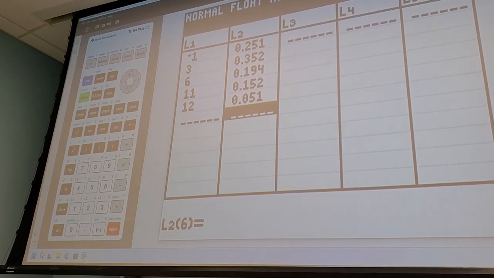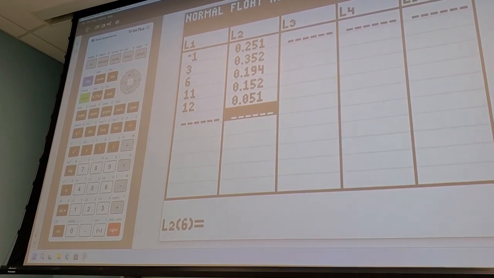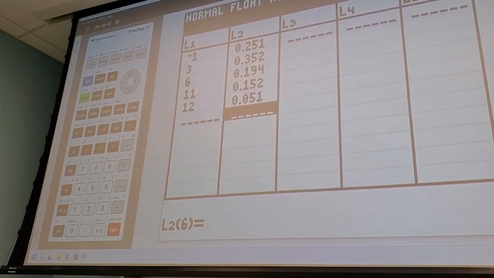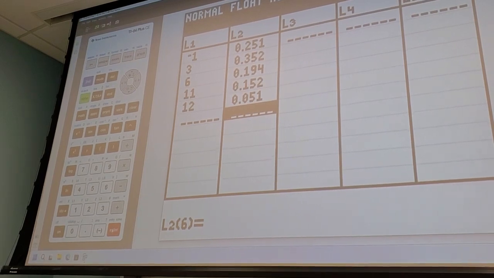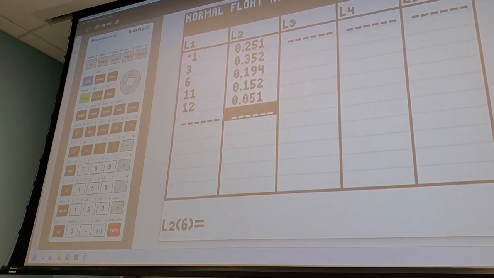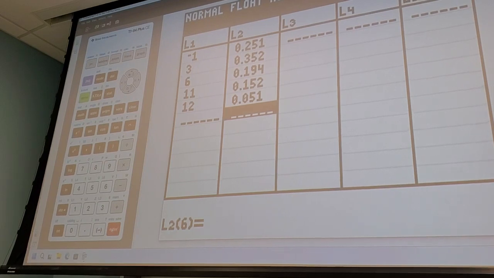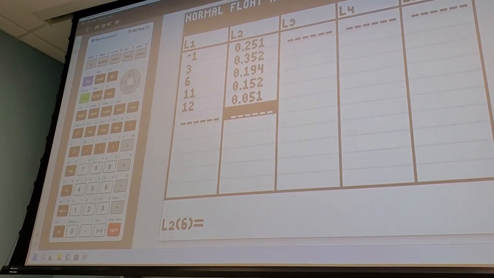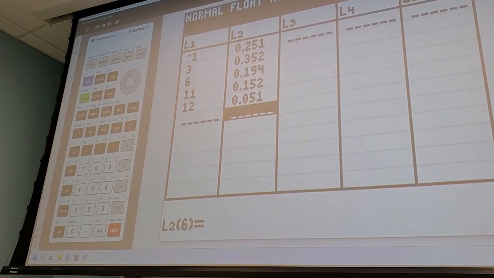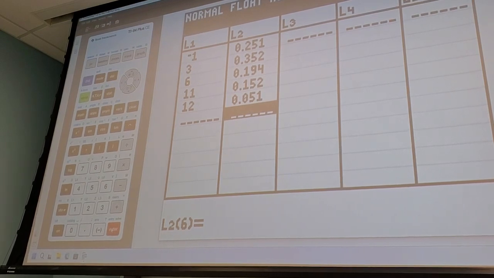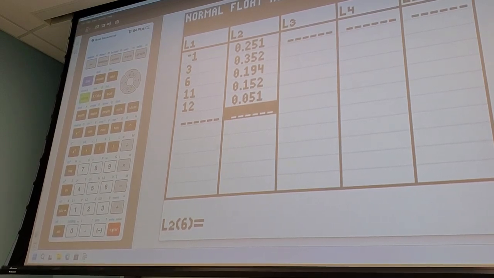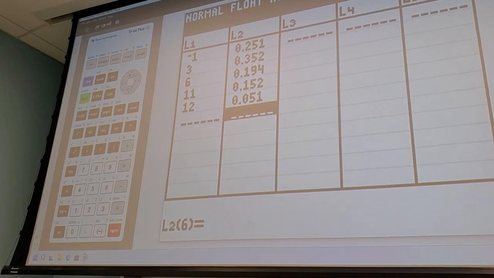Is that cool? Wait, so that's in the first column? So I've got x p of x. I need a column of x p of x because the mean is the sum of x p of x. So I can't add up the x p of x's until I've got a bunch of x p of x's. Does that make sense? And I can't add up a bunch of x squared p of x's until I get a bunch of x squared p of x's.